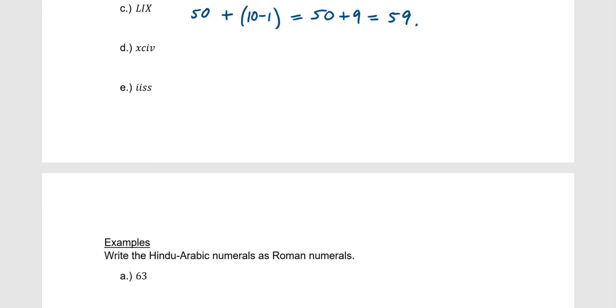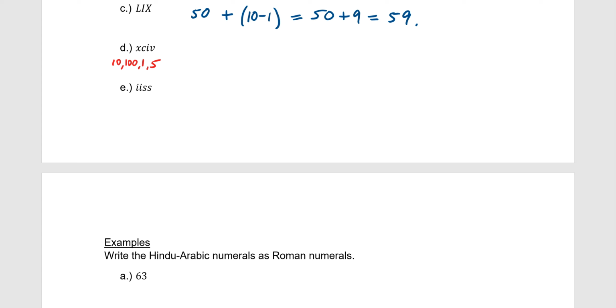Next one for D, we have XCIV. This one is in lowercase, which is fine. They mean the same thing. So X is 10, C is 100, I is 1, and V is 5. I'm just going to write this below it. So X is 10, C was 100, I is 1, and V is 5.